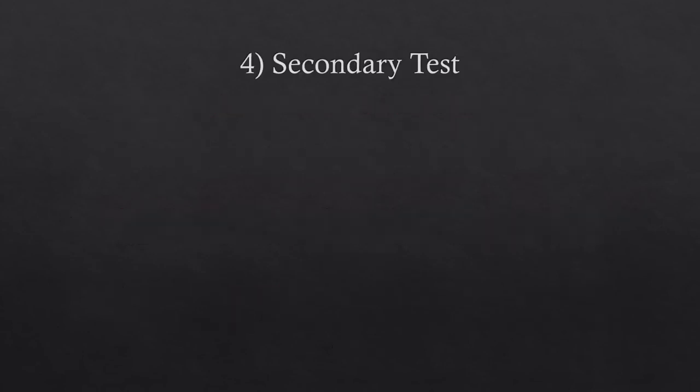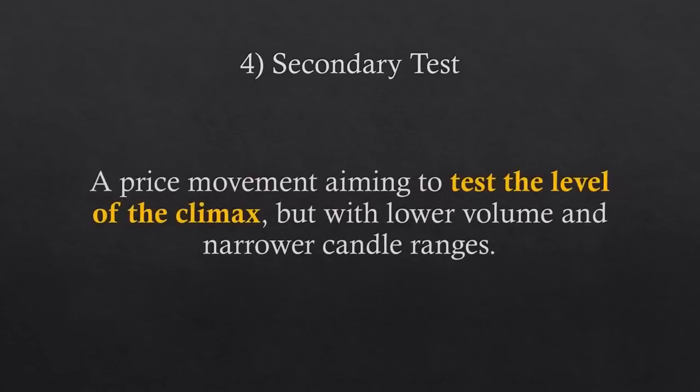The secondary test is the fourth logical event, and it is characterized as a price movement aiming to test the level of the climax, but with lower volume and narrower candle ranges. Sometimes price will fall short of the climax, sometimes it will test it exactly, and sometimes it will surpass the level of the climax. These different situations are indications of the underlying strength of market players. The secondary test is characteristic after the reaction, and it will mark the end of what is called phase A.